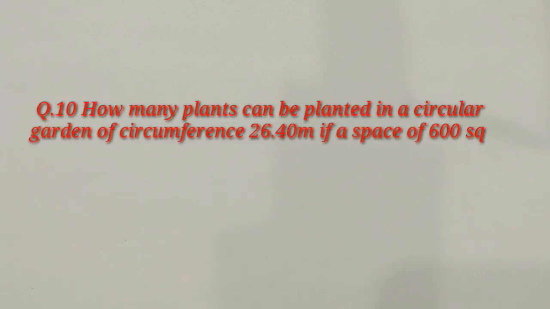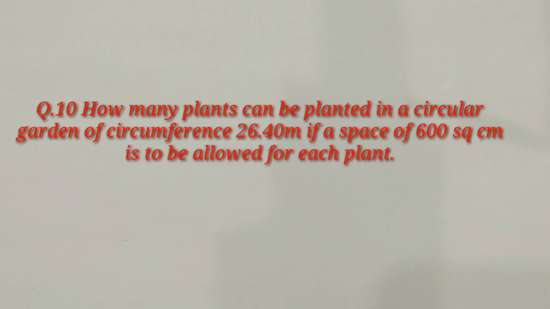How many plants can be planted in a circular garden of circumference 26.40 meter if a space of 600 centimeter square is to be allowed for each plant? 600 centimeter square means this is the area covered by each plant, and you have to find the number of plants. So how will you find the number of plants?